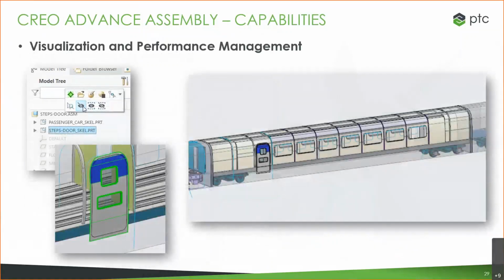The last piece here is visualization and performance management. There are a couple of ways that this helps. The first one is that you can use the skeleton models to copy the geometry into your particular subassembly that you need to reference without having the whole thing open. So for example, if you only need to reference one curve on this passenger car train, you can bring that single curve into your subassembly instead of having to have the whole train open while you're designing your particular part.